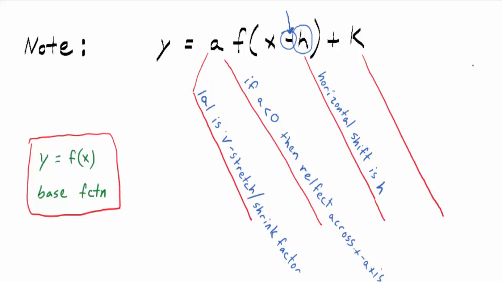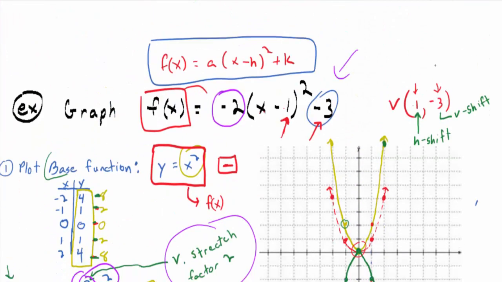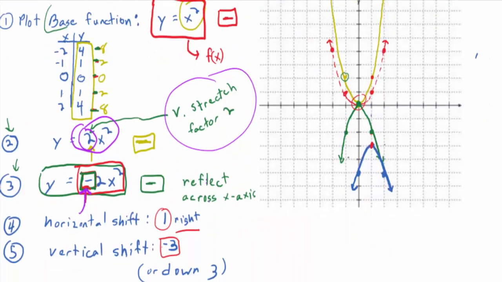So if you see x minus 1, h is 1. So you shift positive 1 to the right, which is exactly what we did. The graph in blue was a shift 1 to the right, and then of course down 3 for the graph in green.